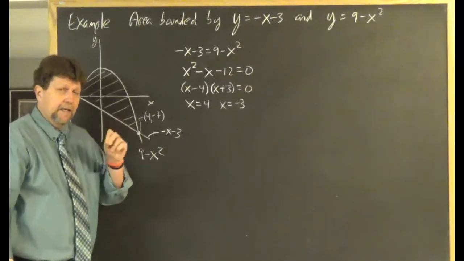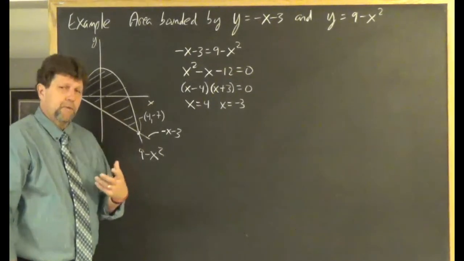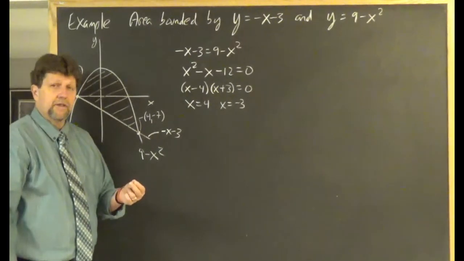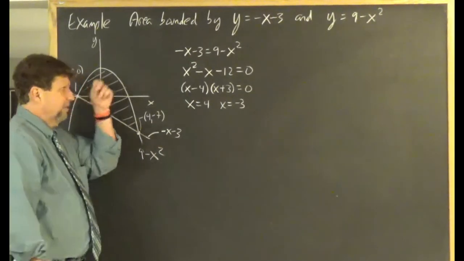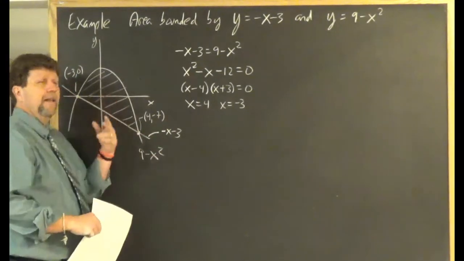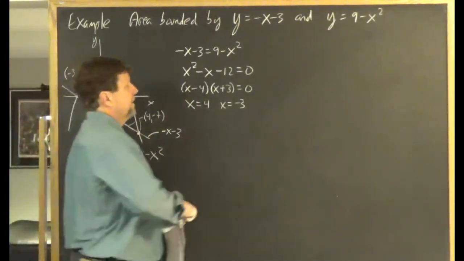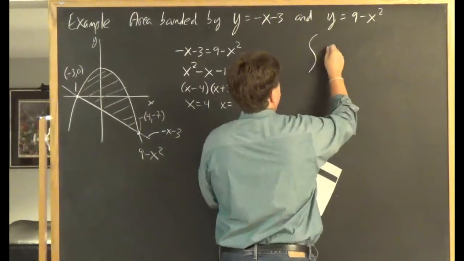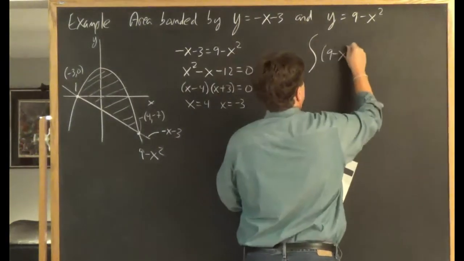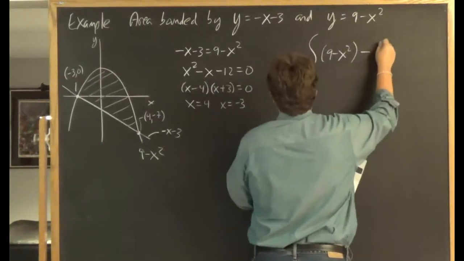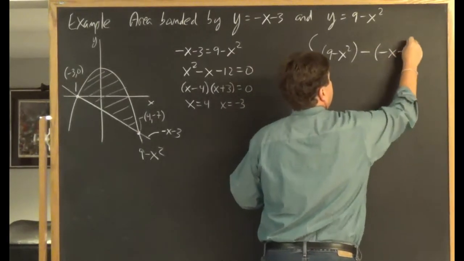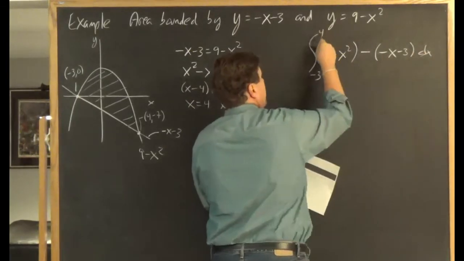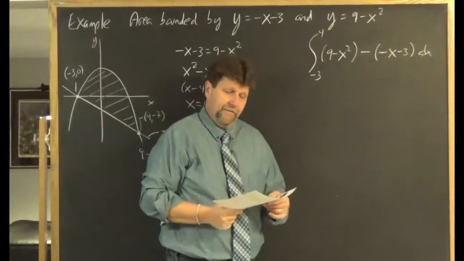And for the problems we're going to see, I just need to know the x-coordinate of the point of intersection. So now that I've reviewed algebraically how to do it, you find the area the same way. You integrate the top curve. The top curve is 9 minus x squared minus the bottom curve, which is -x minus 3. And we're integrating on the interval from -3 to 4.